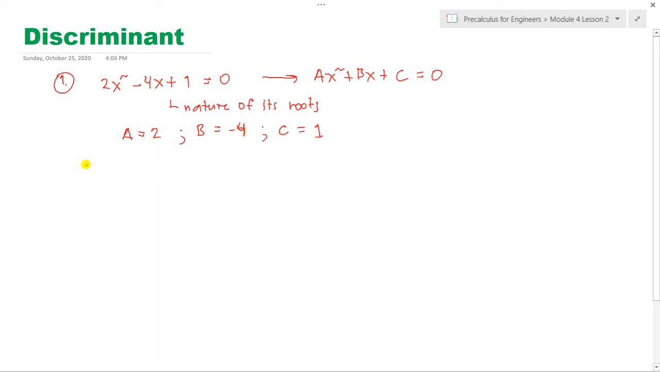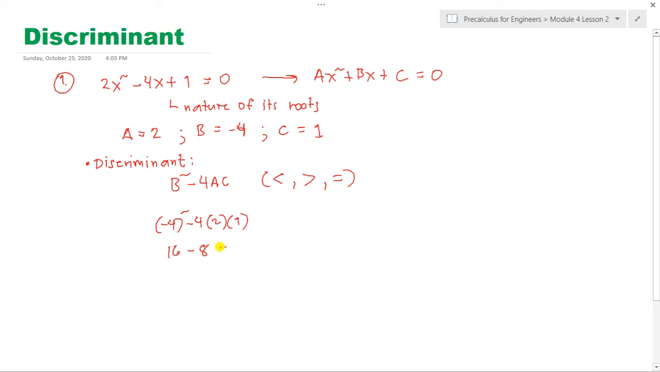Here our discriminant is equal to b squared minus 4ac. And then we have three criteria, whether it is less than 0, greater than 0, or equal to 0. Let's substitute. Our b is negative 4, so negative 4 squared minus 4, our a is 2, our c is 1. Negative 4 squared is 16, minus 4 times 2 is 8, times 1 is 8 pa rin. So 16 minus 8, the answer is 8. 8 is a positive number.